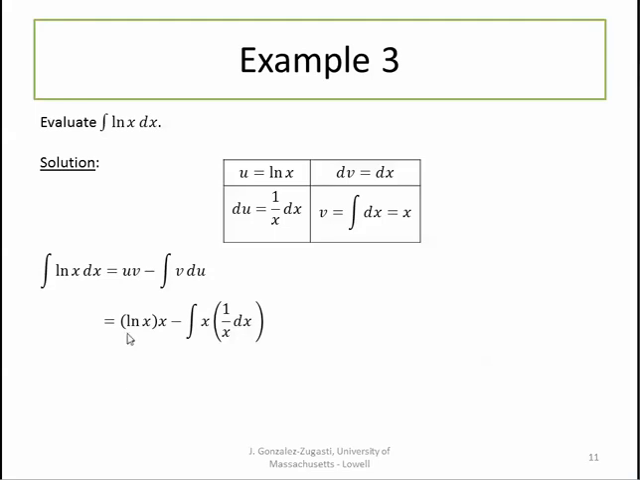we get that it's equal to the natural log of x times x minus the integral of x times 1 over x dx. And if we simplify our integral, we get that this is equal to x, the natural log of x, minus the integral of dx. So we end up with the integral of the natural log of x dx is equal to x, the natural log of x, minus x plus some arbitrary constant.